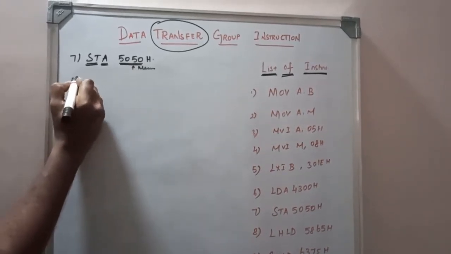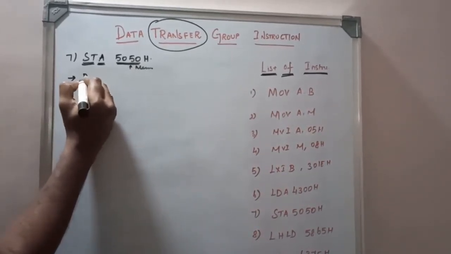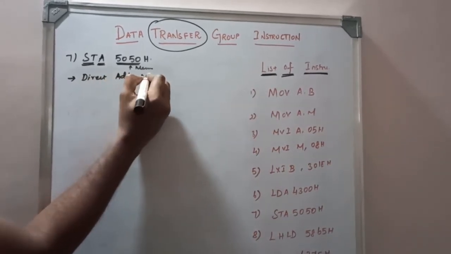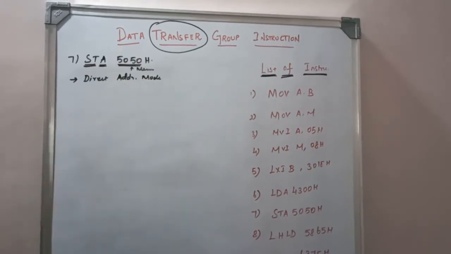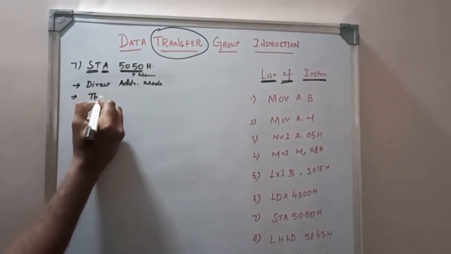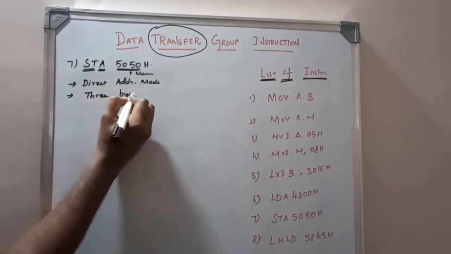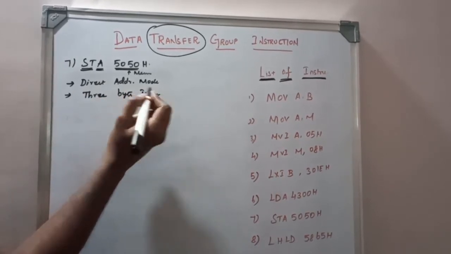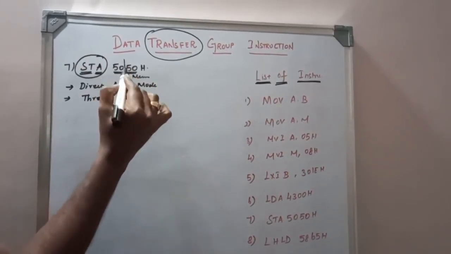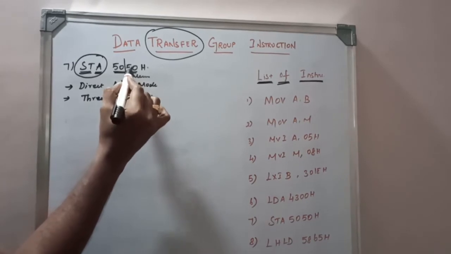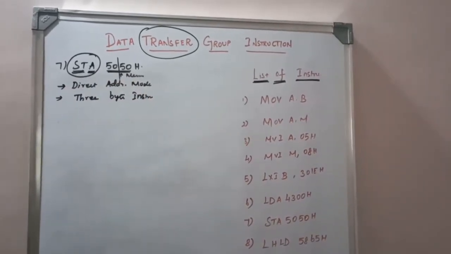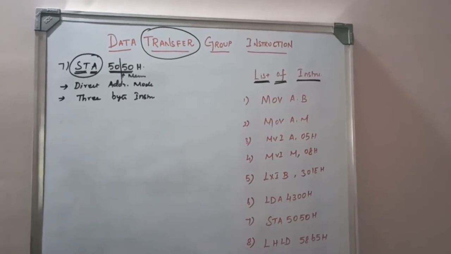It comes under the direct addressing mode because in the instruction itself you pass the direct address location. The byte of instruction is 3-byte because the opcode is 8-bit, 1 byte, the lower order address location is 1 byte, and the higher order address location is 1 byte. So totally 3 bytes are contained in the instruction.